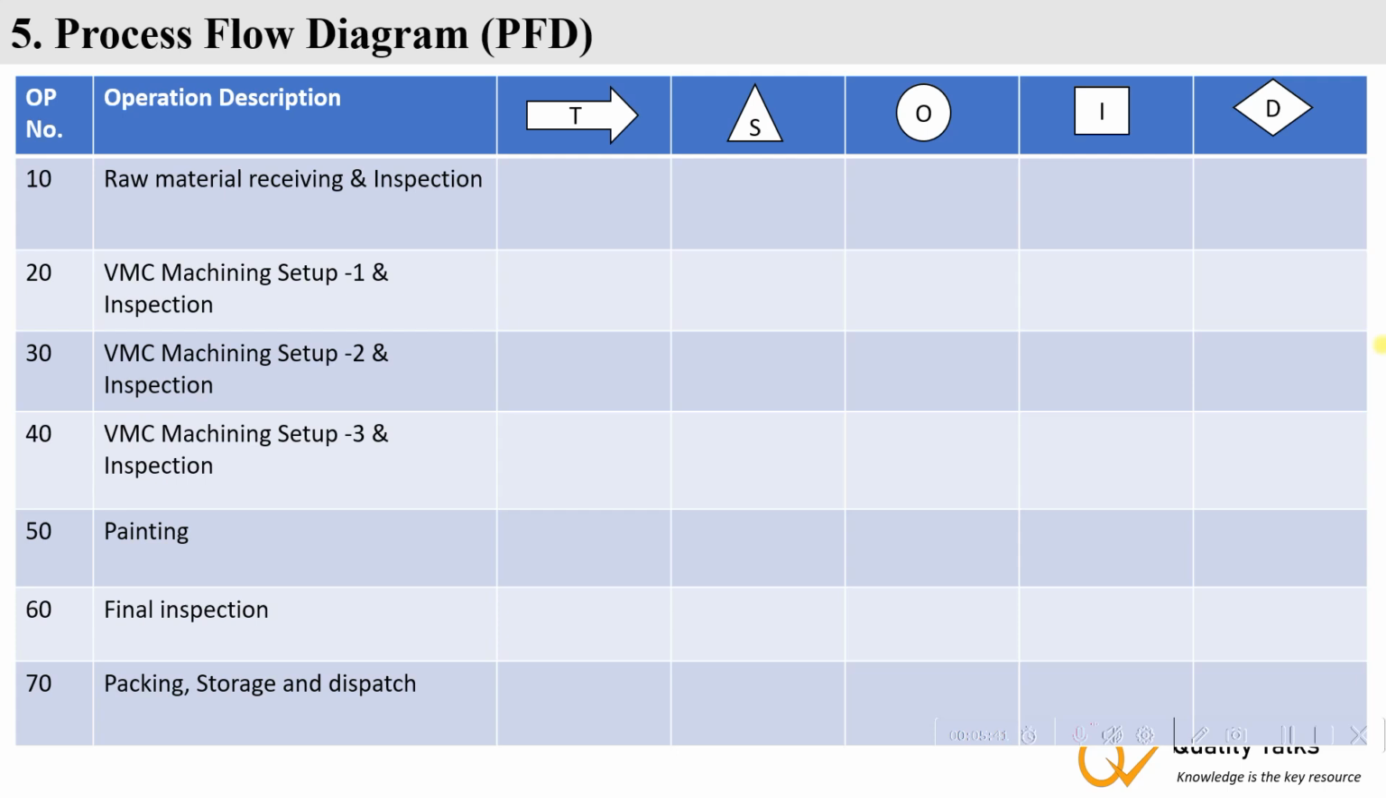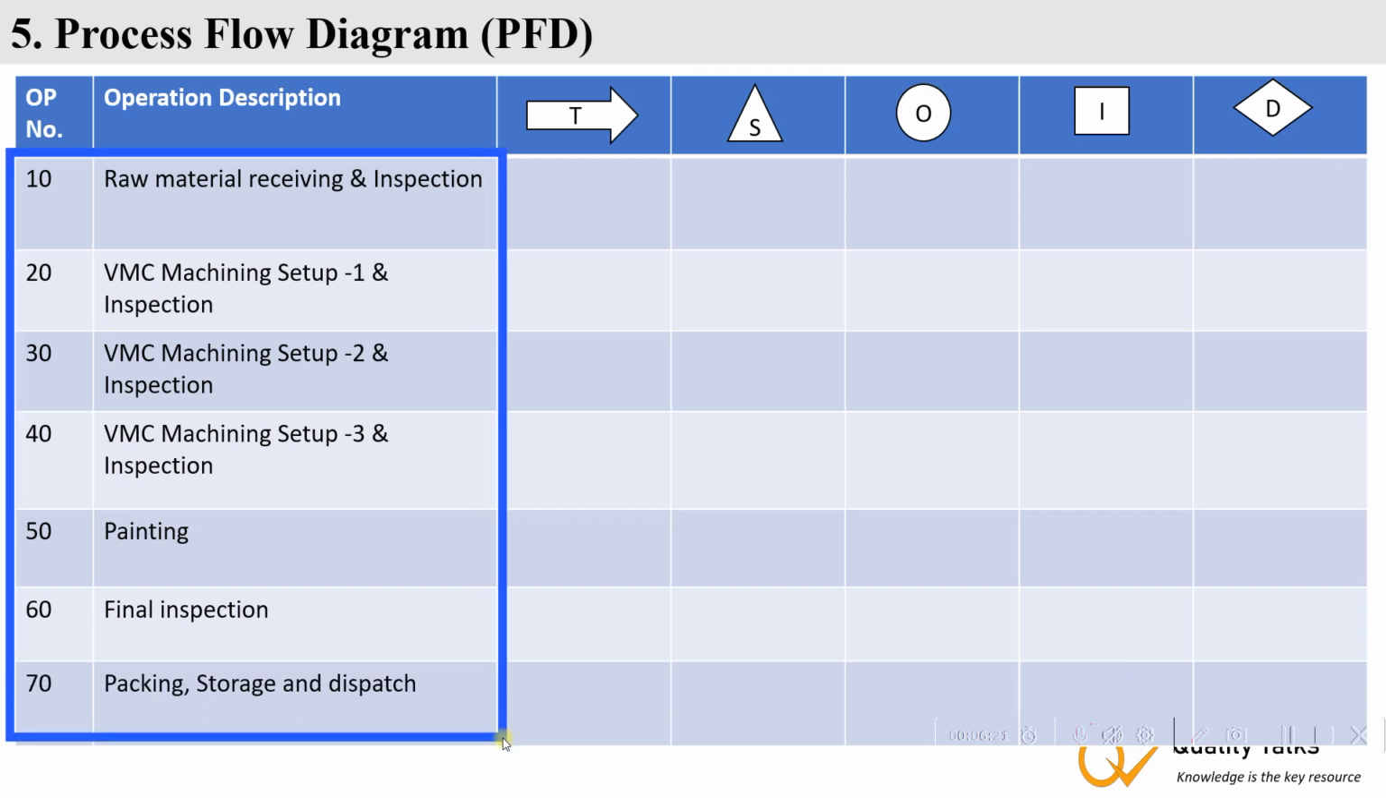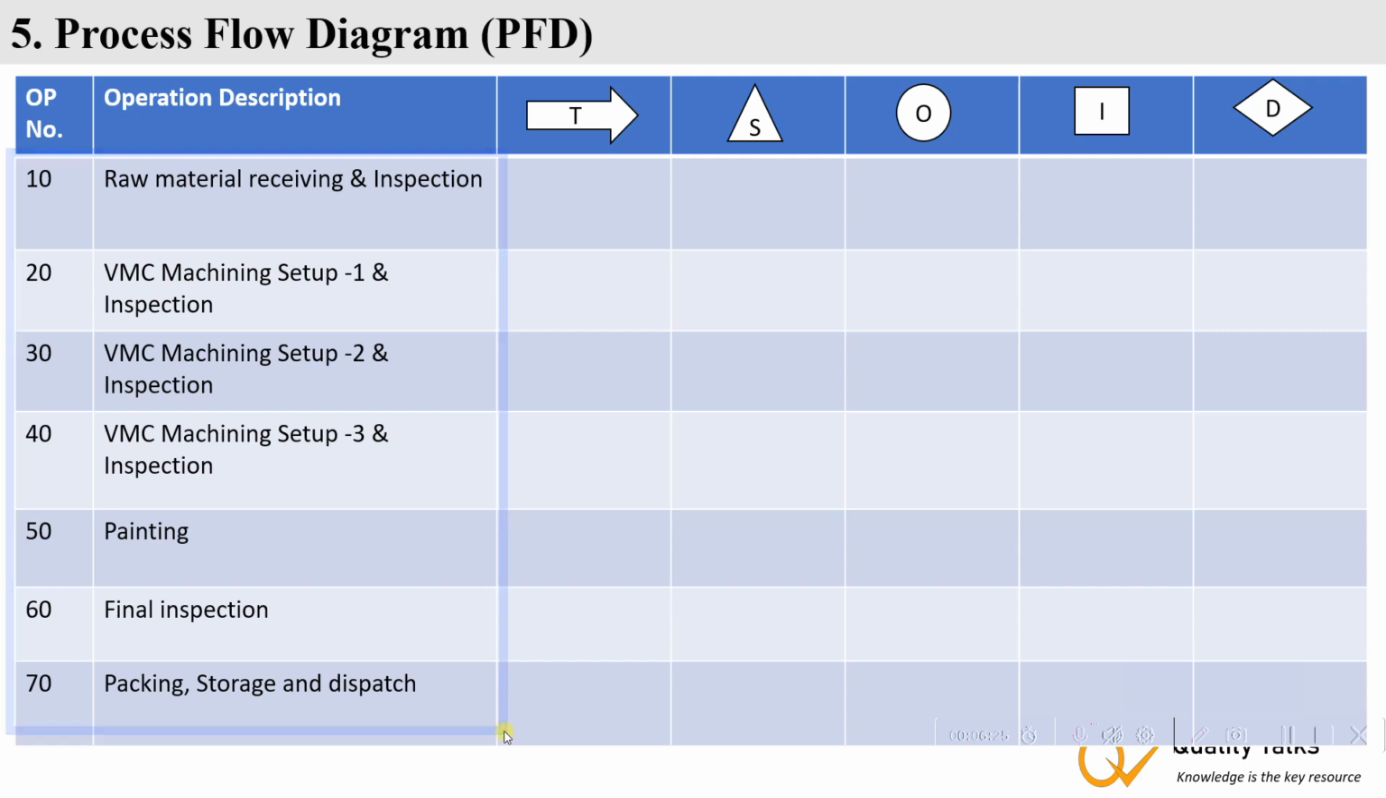We will do one exercise on PFD. By using these 5 basic symbols, we will develop a PFD for the given process. This process starts from raw material receiving till packaging, storage and dispatch. Each and every operation we have given a number. So it is from 10 to 70.